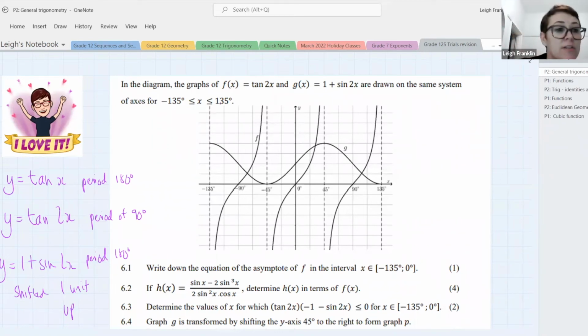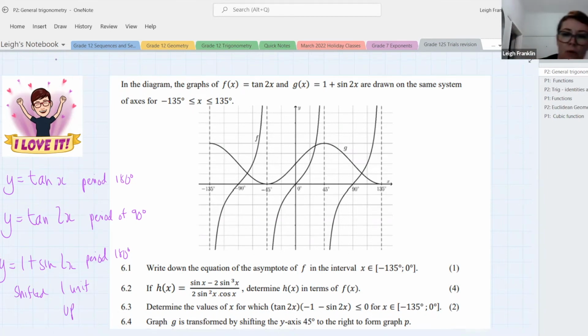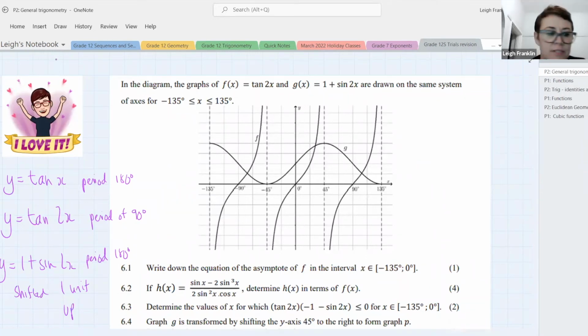Again, both of these are fairly complex. They're not straightforward. The first thing that they want us to do in question 6.1 is to write down the equation of the asymptote of f in the interval minus 135 to 0. So the equations, because there's two of them, of the asymptotes in the interval from minus 135 to 0 is what do you think? There are two of them.